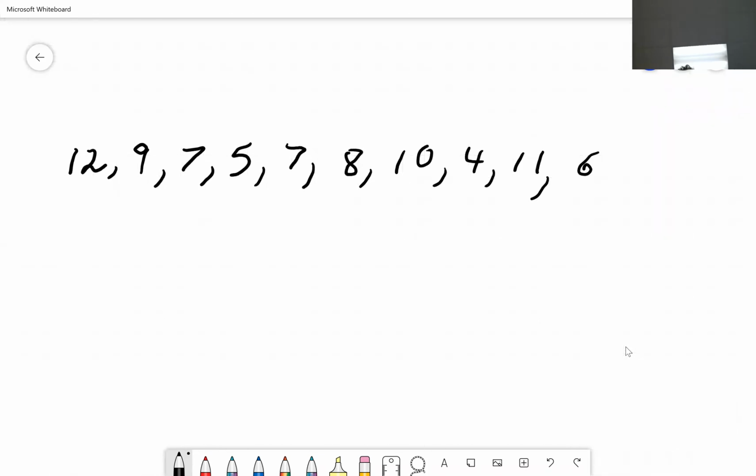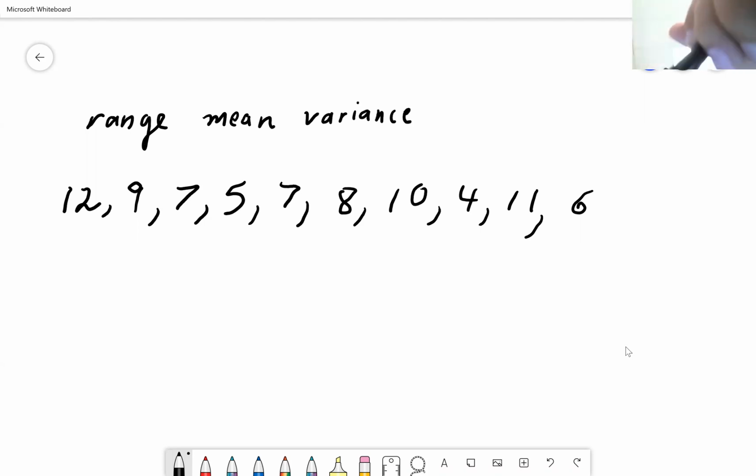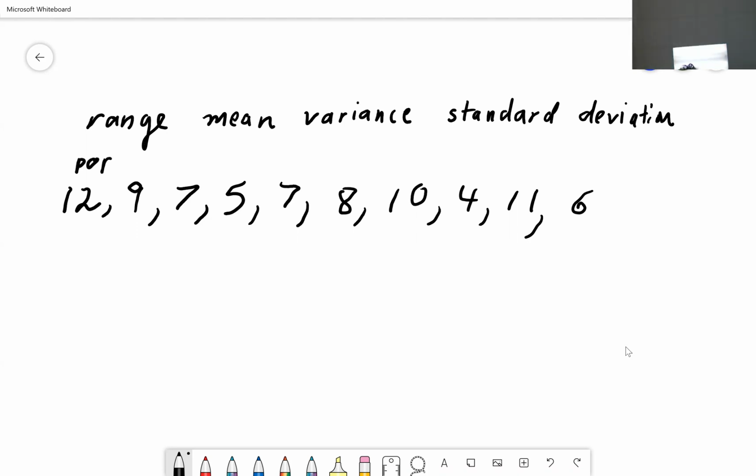So here's what we want to do. We want to find the range. We want to find the mean. We want to find the variance. And we want to find the standard deviation. And this set of numbers is based off a population. So we're going to go ahead and proceed as a population.